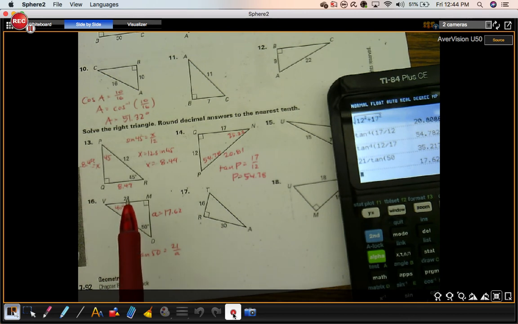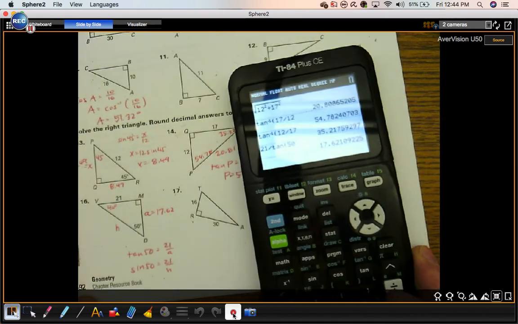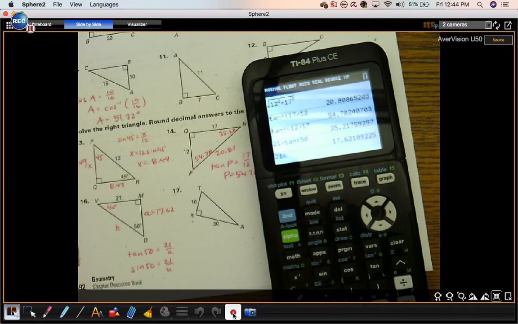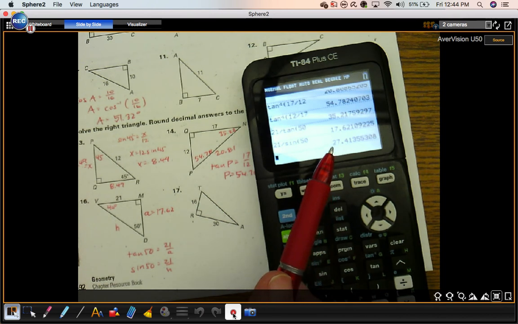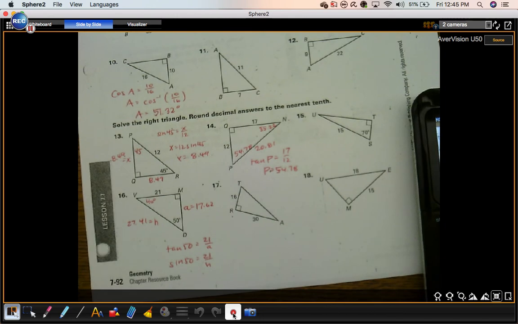Let's find the hypotenuse. We have the opposite. We want the hypotenuse. So that's sine. So we're going to do sine of 50, and that's going to equal 21 over your hypotenuse. So I'm typing in the same exact thing that I just did, except I'm typing in sine instead. And this is my hypotenuse, so it better be the biggest side length, 27.41. That's how you solve right triangles.